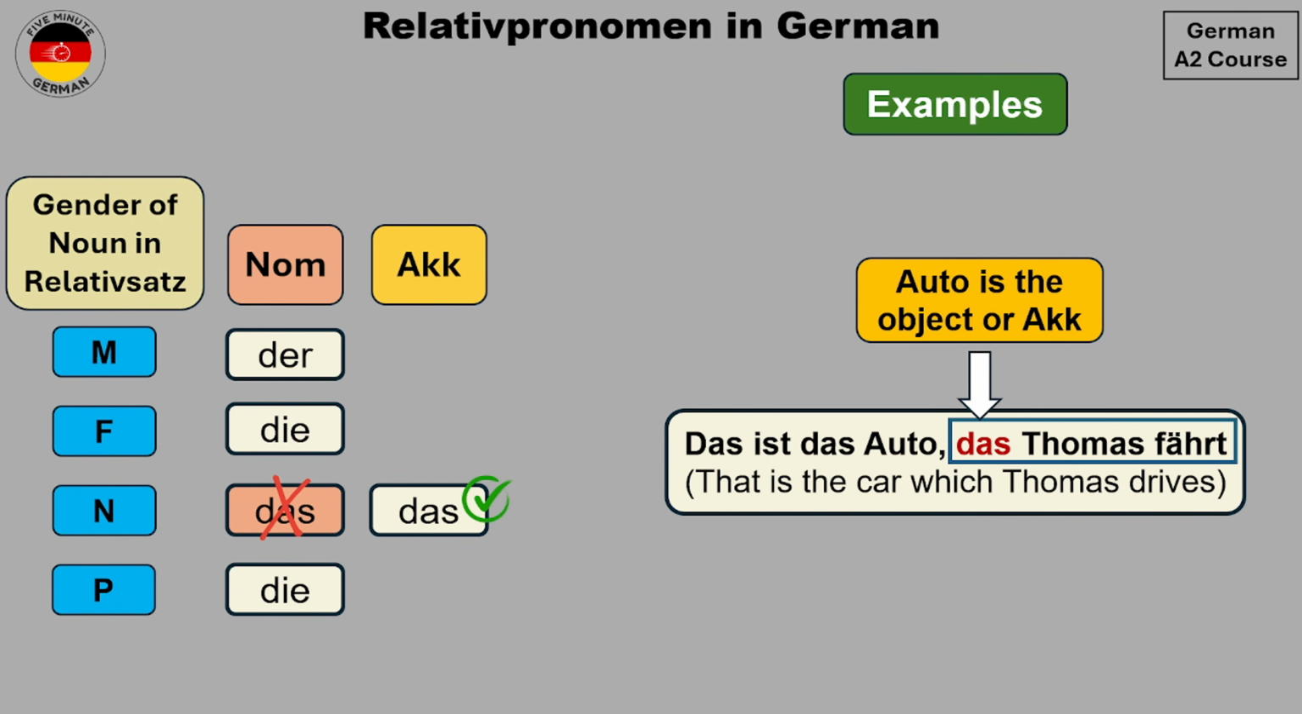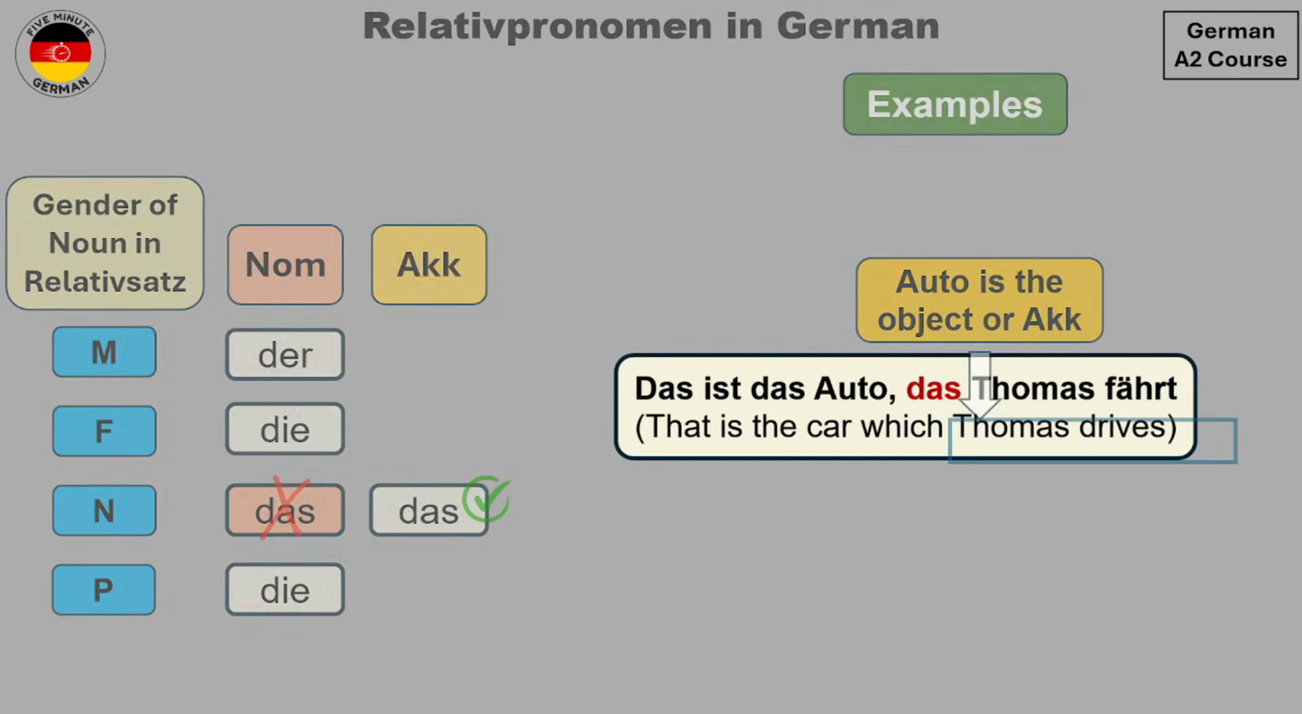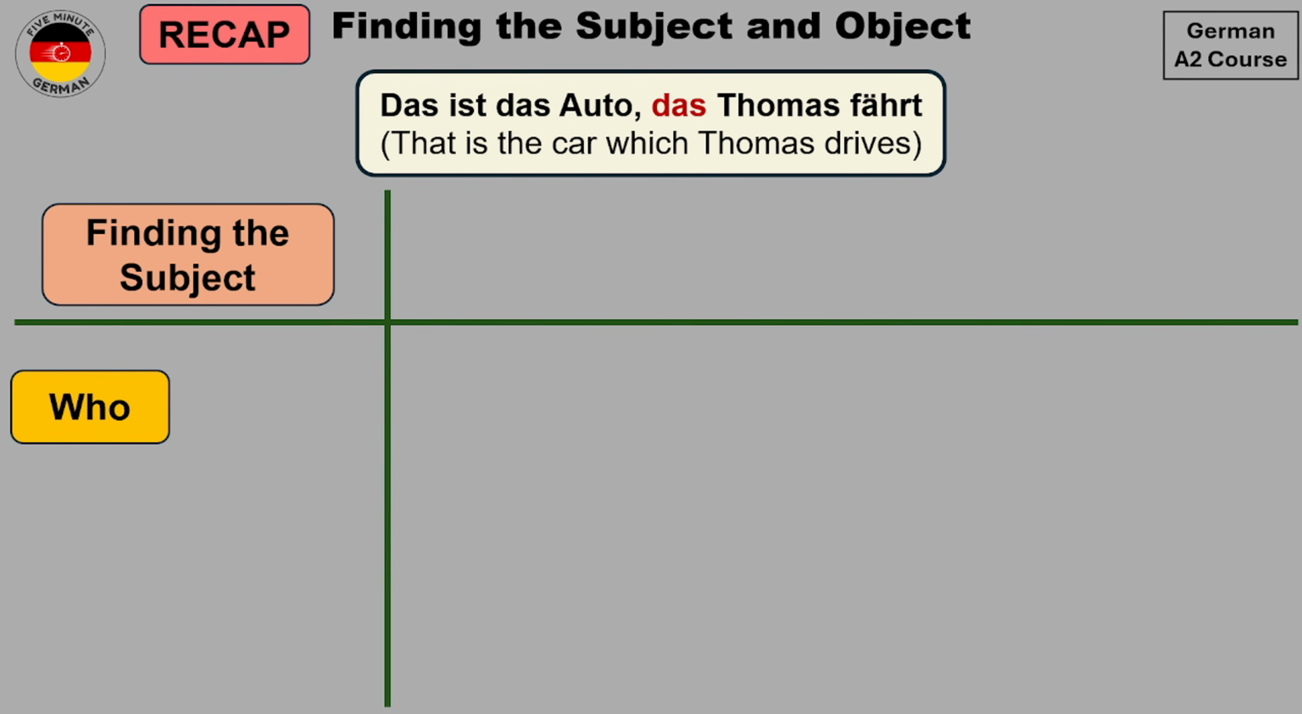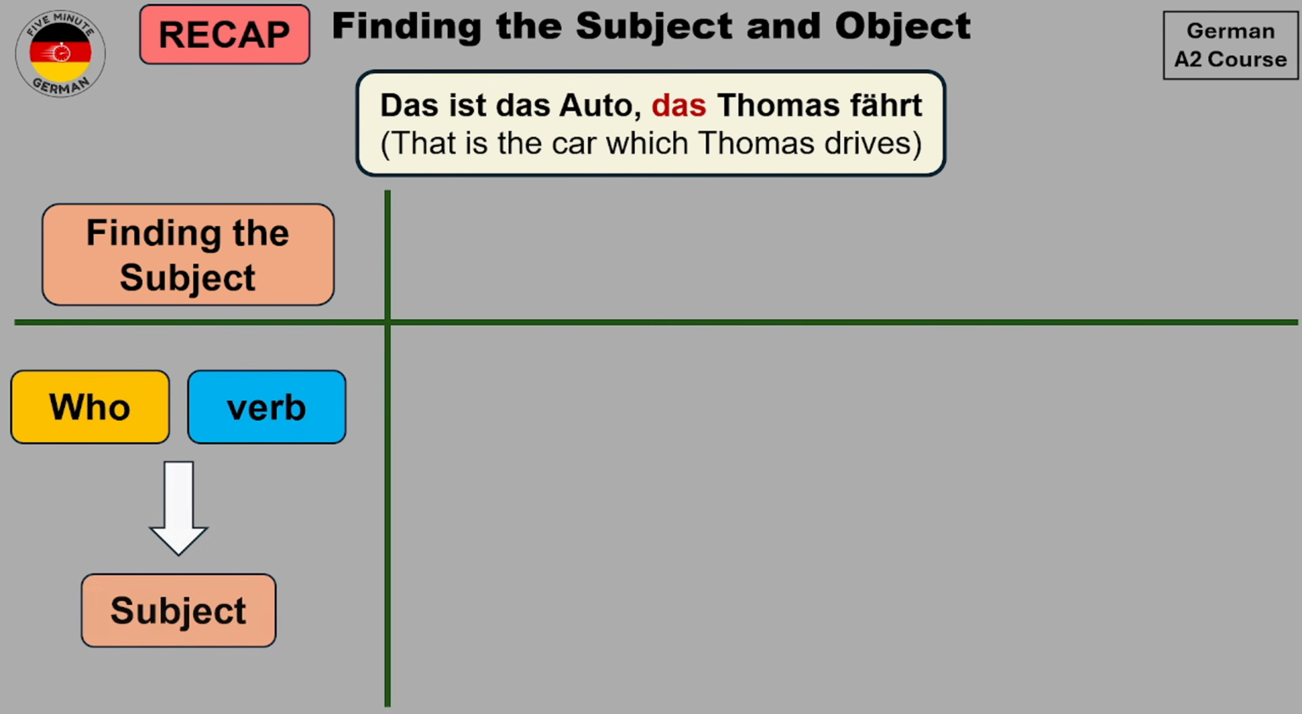So when you write the sentence, there is no difference because the relative pronoun for neutral in Akkusativ is the same. But before we take a look at some more examples, let's do a recap on how we can find the subject and object in a sentence. I have already explained this in the A1 course, but I think this is a good time to do a recap of this concept, because if you know how to find the subject and object, then you will have no problem in using the correct relative pronoun. So let's first take a look at how we can find the subject in a sentence. If you want to find the subject, then you should ask the question who followed by the verb, and this will give you the subject.